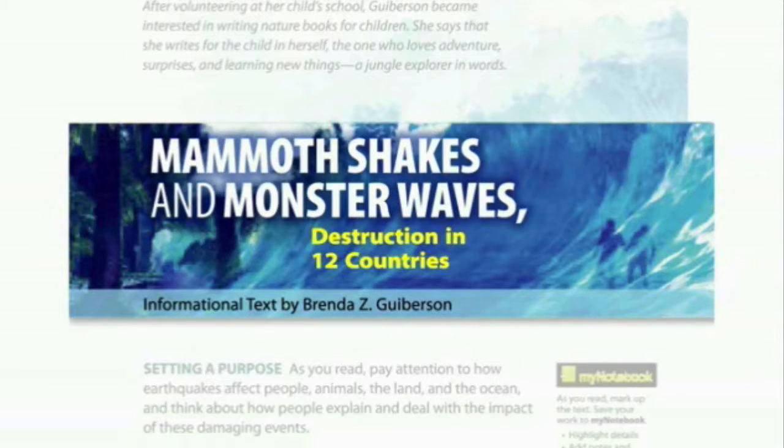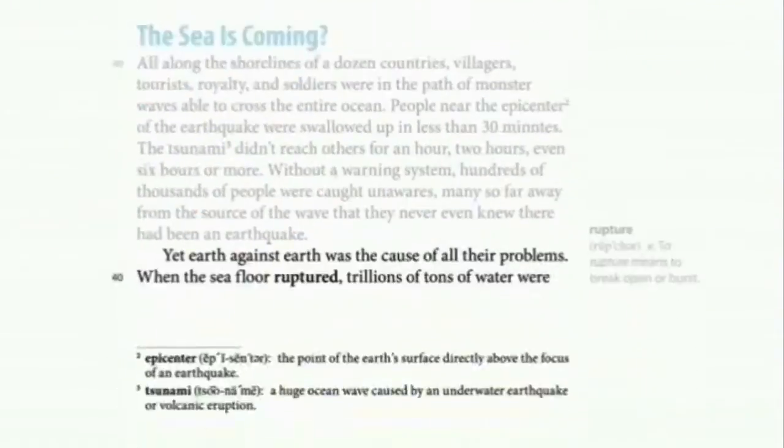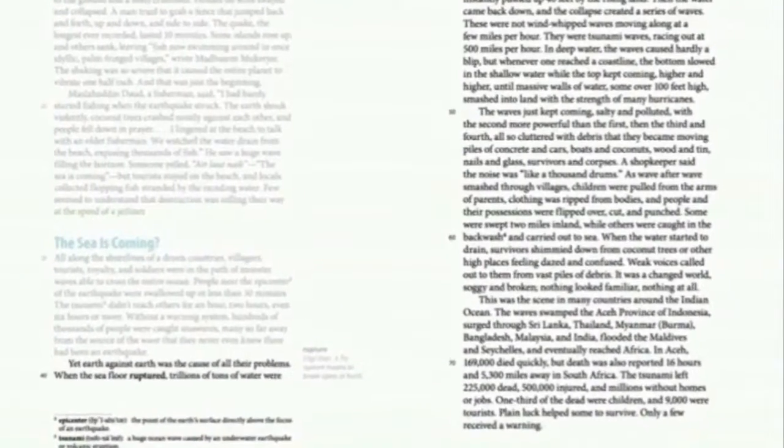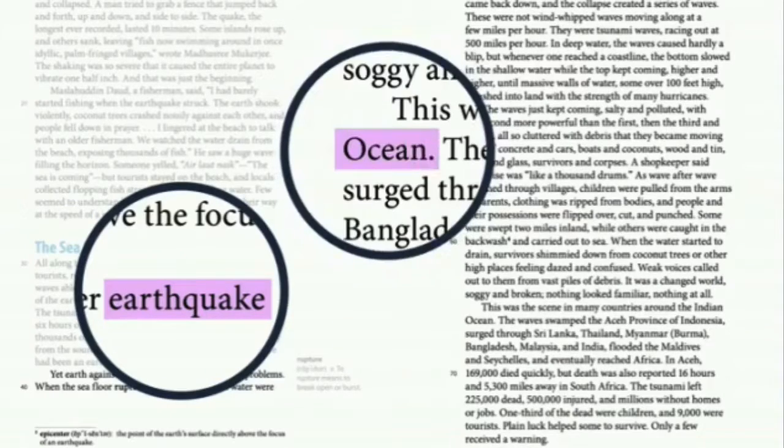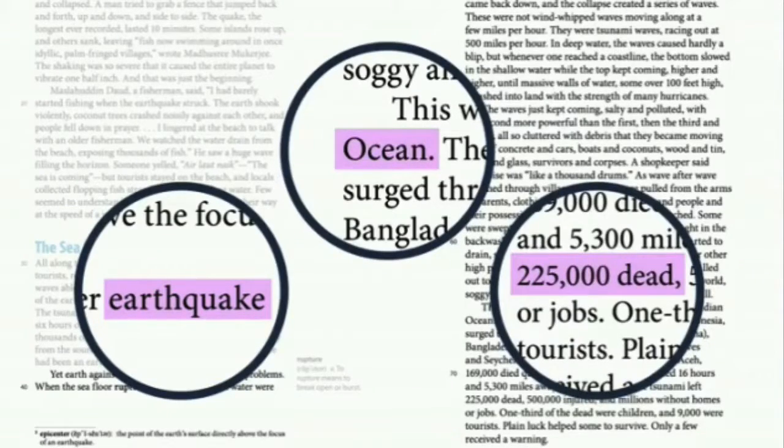To really understand mammoth shakes and monster waves, you need to pay close attention to lines 39 to 75. This part is really important. It's the part of the text where the writer describes how an earthquake out in the middle of the ocean led to huge and deadly floods.